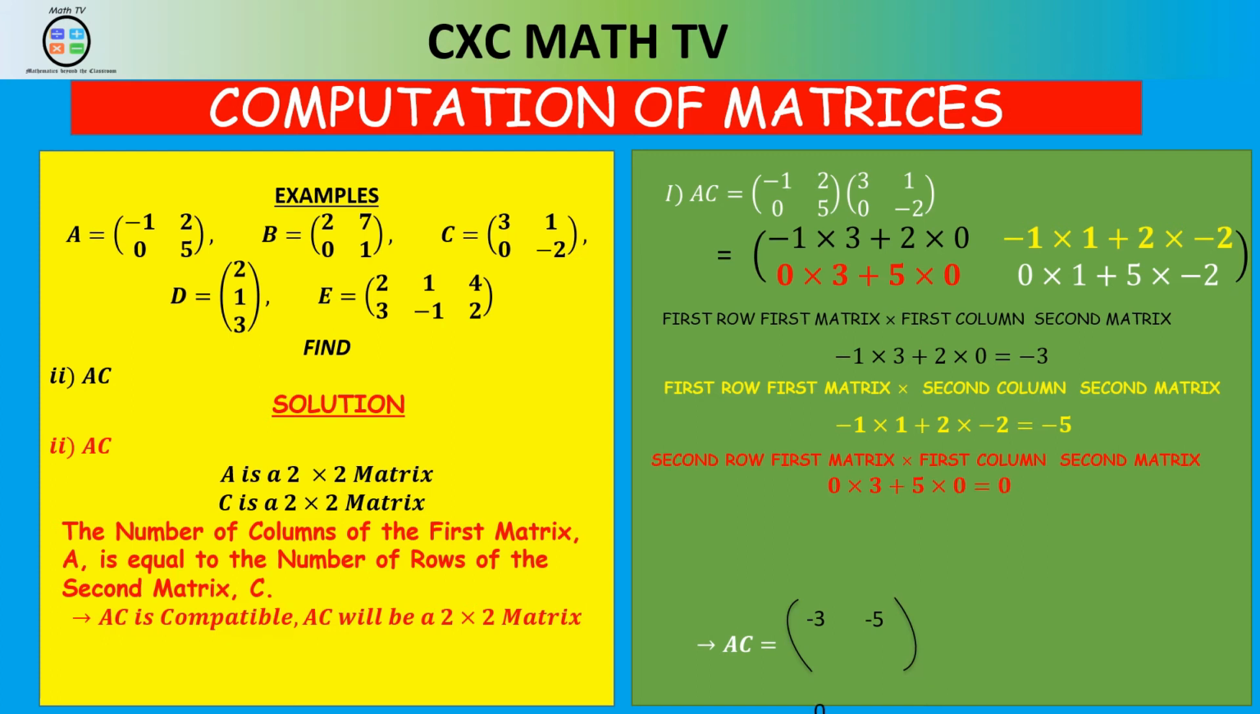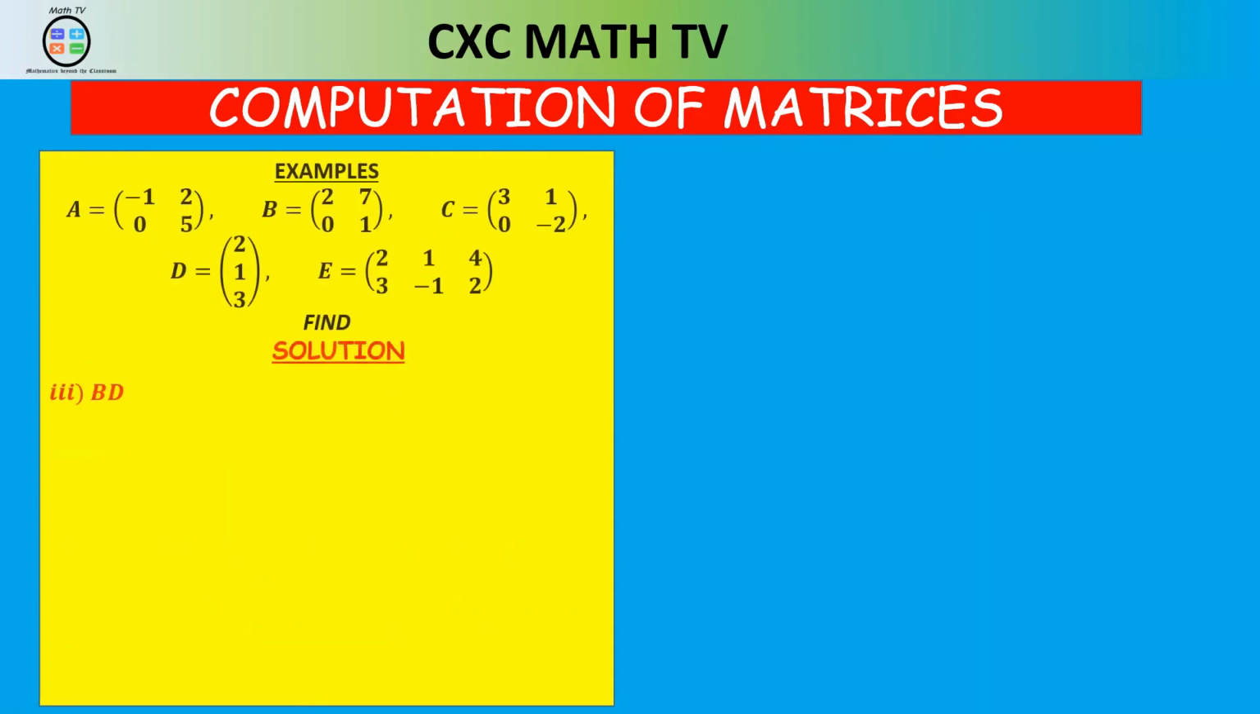And finally, we need to go second row of the first matrix times second column of the second matrix. So that is 0 times 1 plus 5 times negative 2, that is negative 10, of course. And so we put negative 10. And so we end up getting negative 3, negative 5, 0, negative 10. And that is A times C. So go ahead and work out the matrix product of B times D.